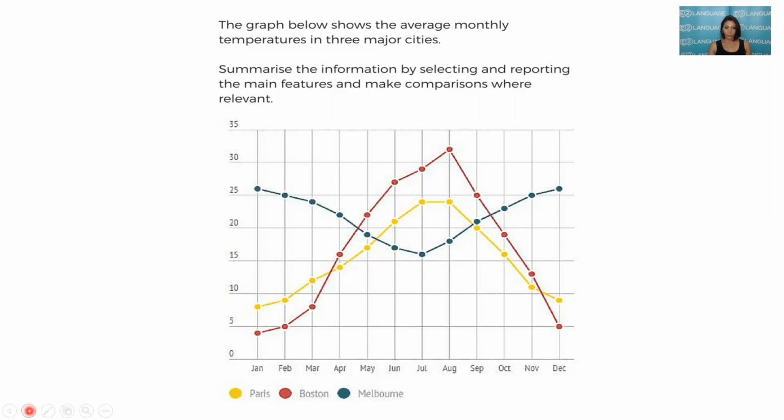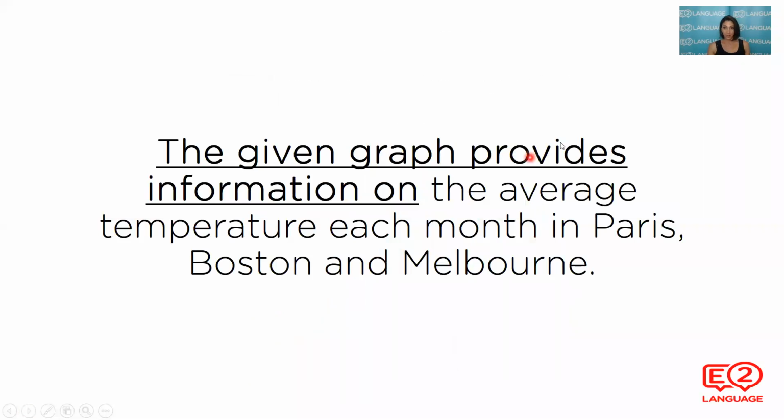All right, I'm going to show you two examples of what I have written. The given graph provides information on the average temperatures each month in Paris, Boston, and Melbourne. So instead of saying the average monthly temperatures, I've said the average temperature each month. And then instead of saying in 3 major cities, I've actually mentioned the cities. Okay, so this is quite different to the prompt.